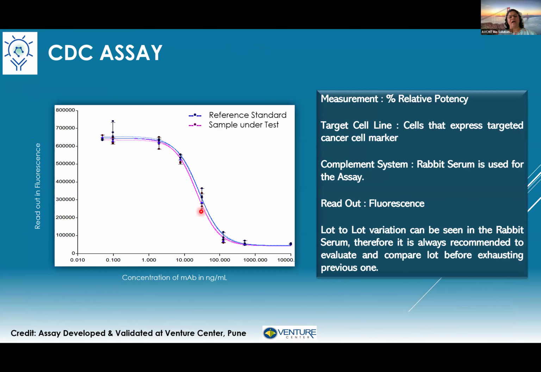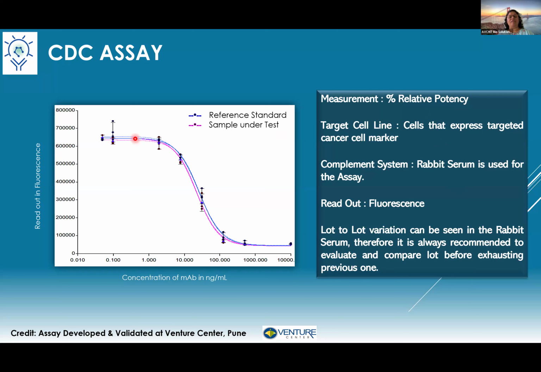This is the CDC assay, again developed at Venture Center. We have concentration on the x-axis and a fluorescence readout on the y-axis. As I said, the samples are always tested with reference to the reference standard, and therefore the measurement is relative potency. The target cell line shall be the cells that express the targeted cancer cell marker, and the complement system used is rabbit serum for the assay.